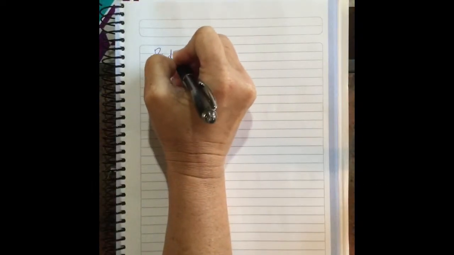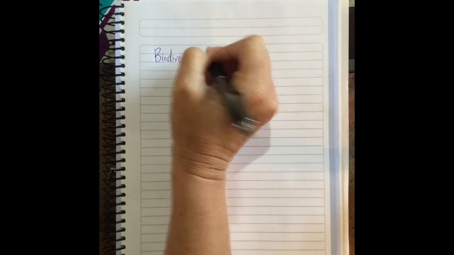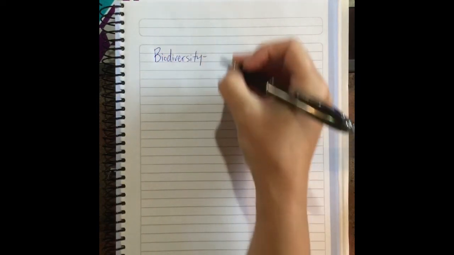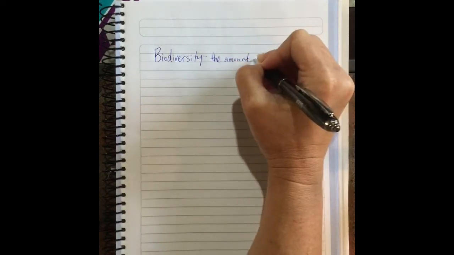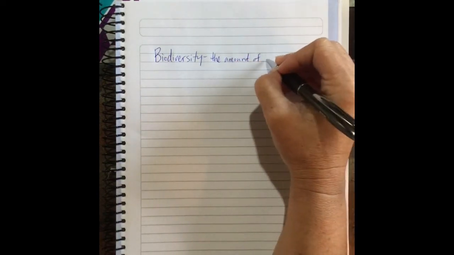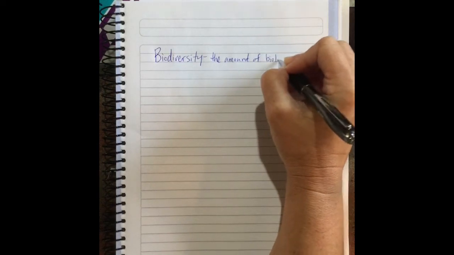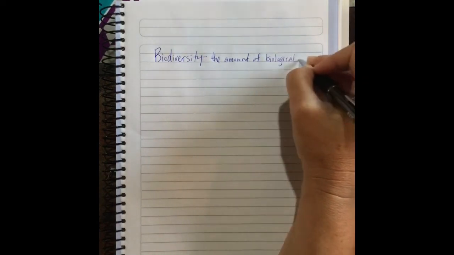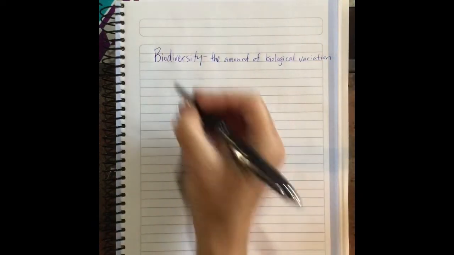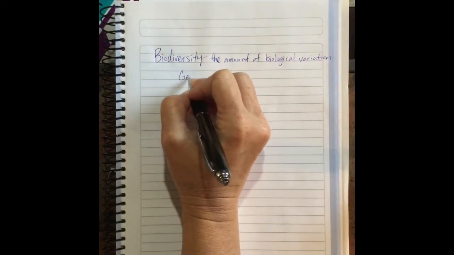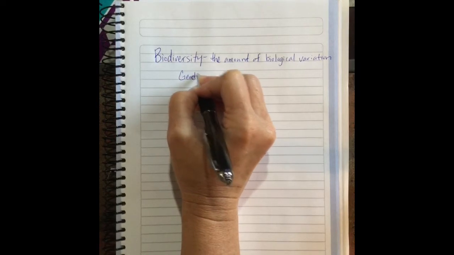All right, today we're looking at biodiversity. And biodiversity is the amount of biological variation, okay? And it can be described in two different ways. You can have genetic biodiversity, or you can have ecological biodiversity.